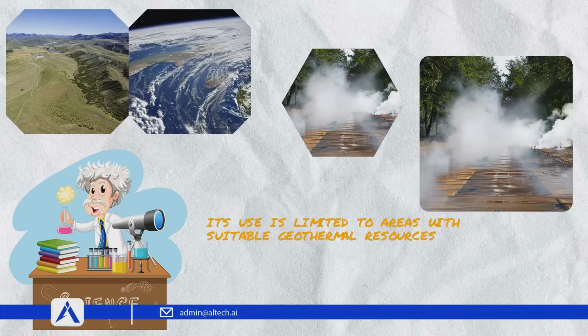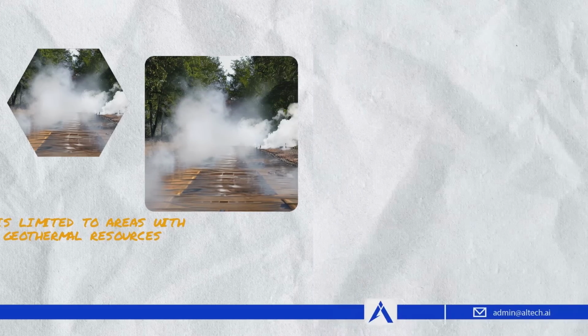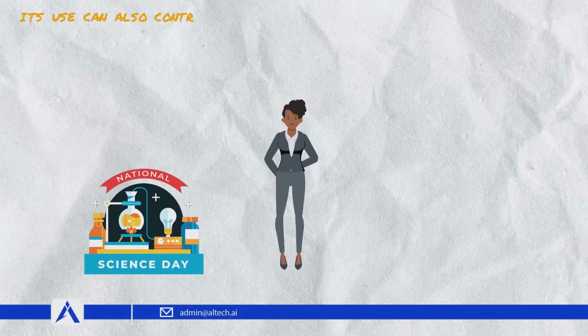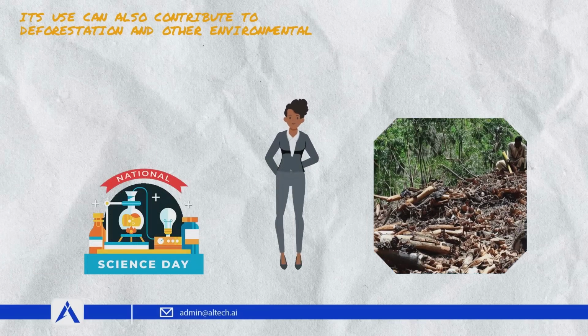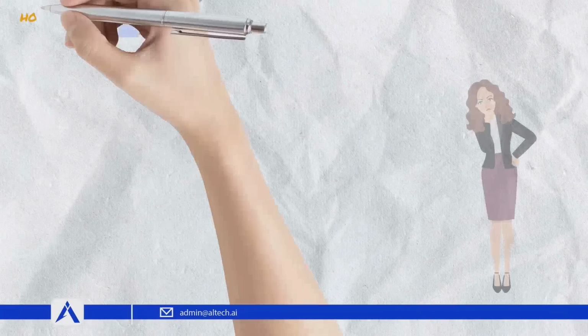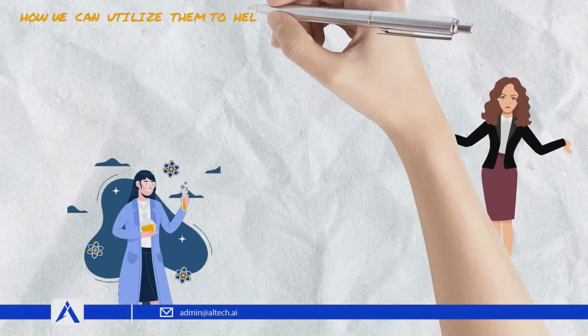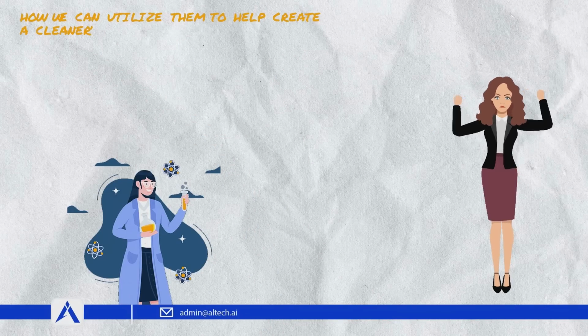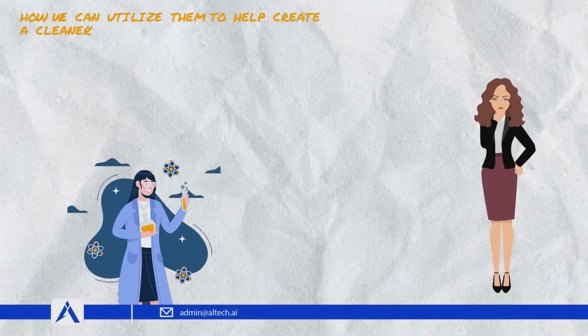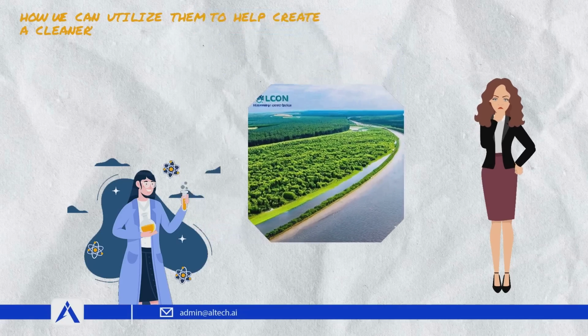Geothermal power is another option available to us. This involves using the natural heat of the Earth's core to generate electricity and heat. This type of energy can be extremely reliable and low cost, but its use is limited to areas with suitable geothermal resources. Finally, there is biomass energy, which involves using organic materials, such as wood, to generate energy. This can be a highly flexible and low-cost option for some communities, but its use can also contribute to deforestation and other environmental issues.